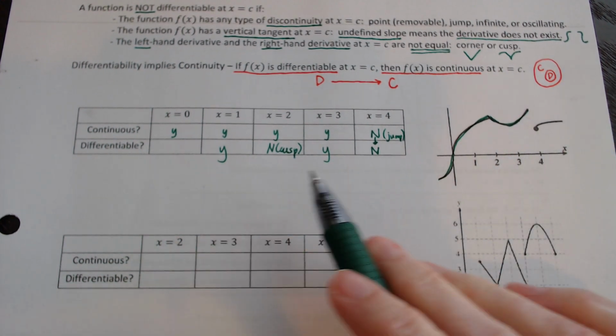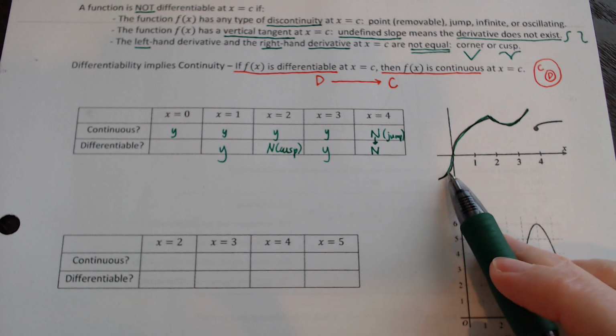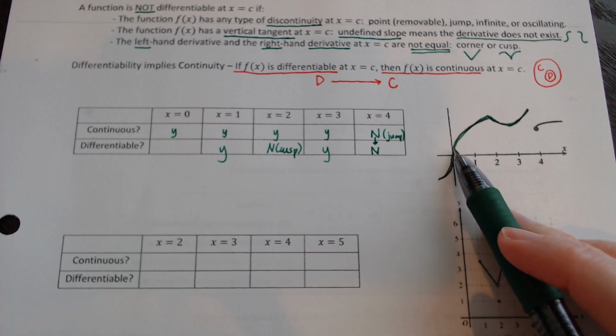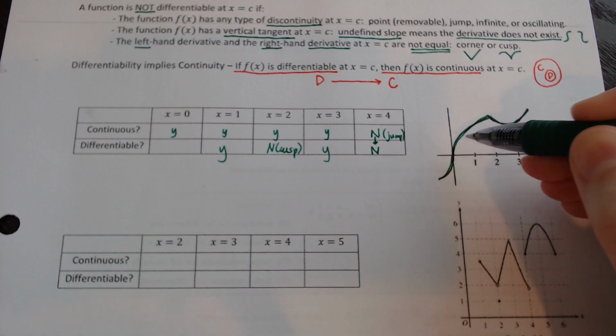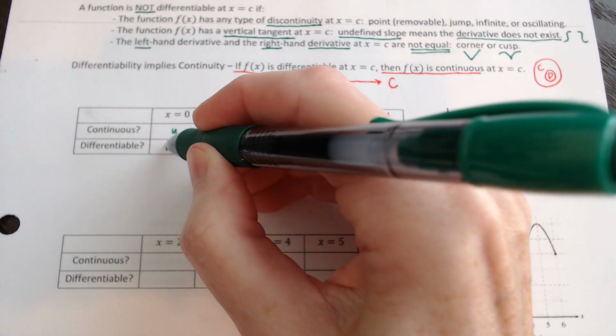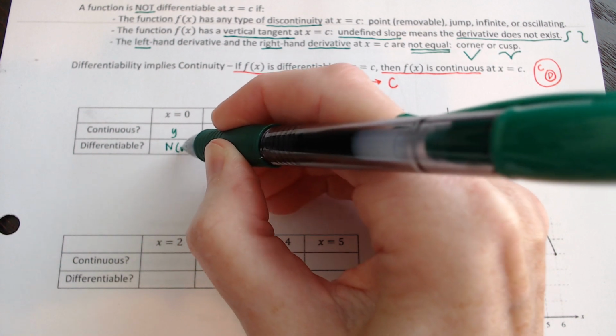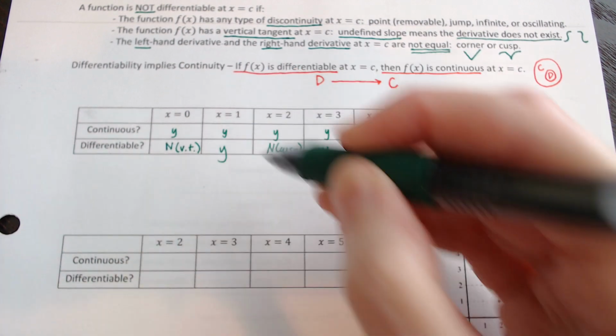At x equals 0, this one's a little bit hard to spot. We can overlook it pretty easily, but I hope that when we're talking about it, you can see that the graph actually goes vertical right at x equals 0. So we're going to say no for differentiability because we have a VT, or a vertical tangent.